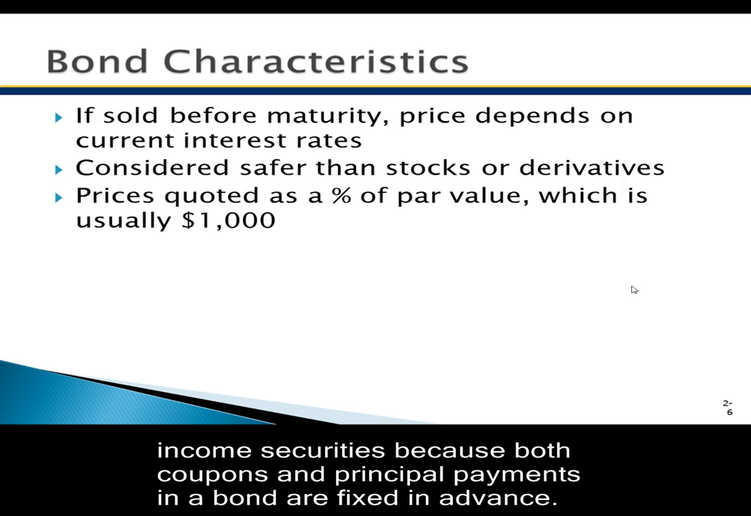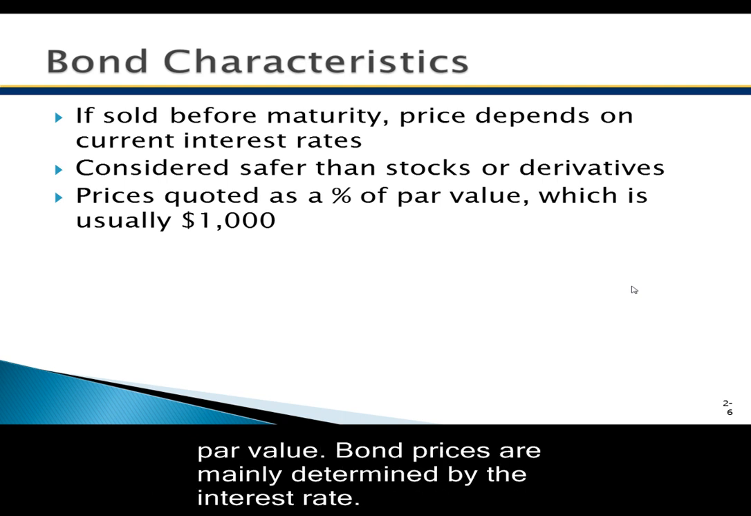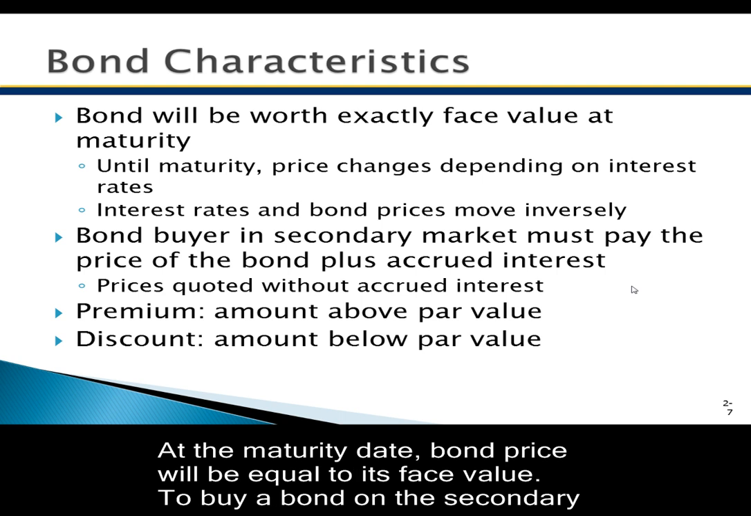Bonds are considered to be safer than stocks or derivatives. Bond prices are quoted as a percentage of their par value. Bond prices are mainly determined by the interest rate. At the maturity date, bond price will be equal to its face value. To buy a bond on the secondary market, buyers must pay the price of the bond plus accrued interest.